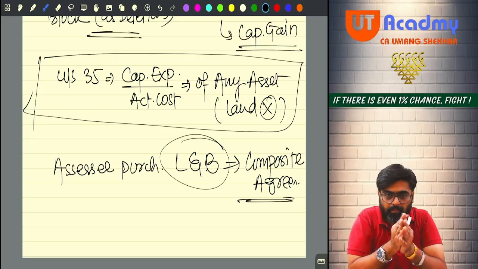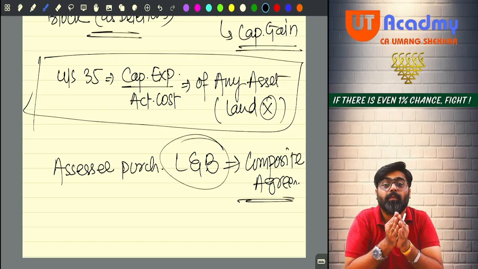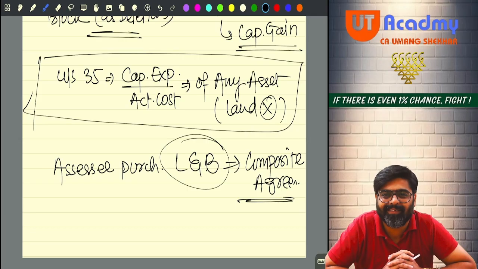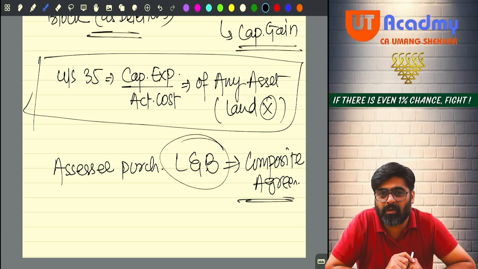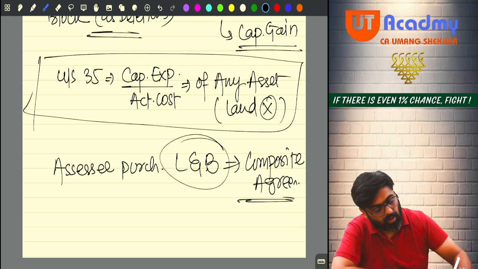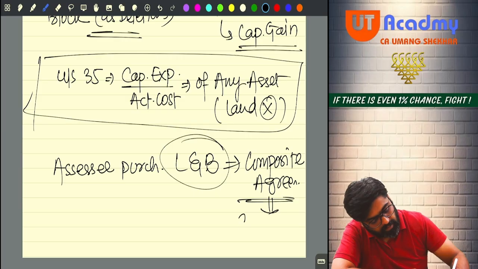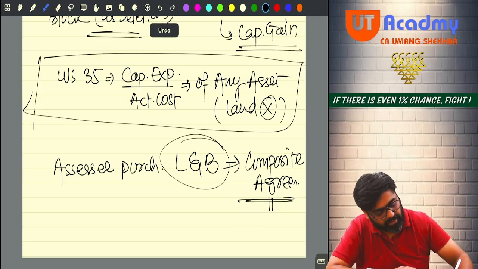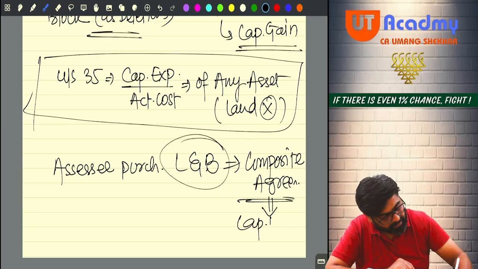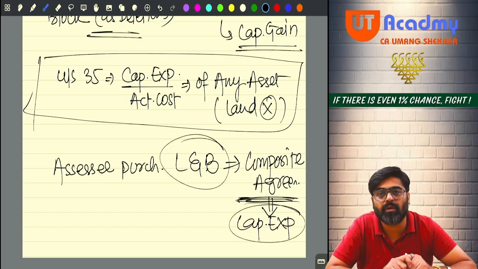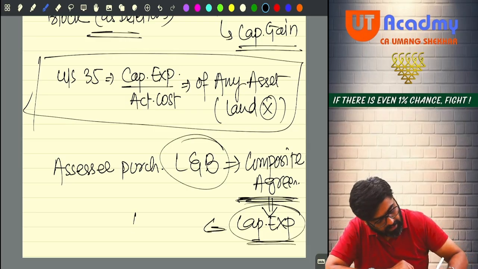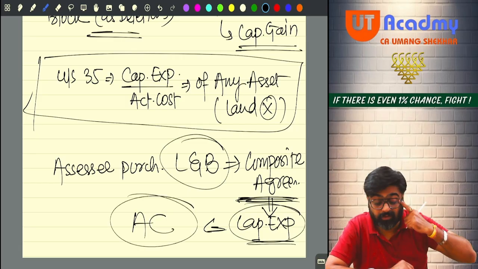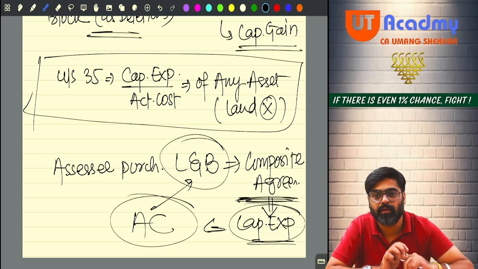Land, building, both purchased together as a single asset under a composite agreement. Possible or not possible? Come on, tell me. Now, will you make the payment? Capital expenditure will be incurred. Now the capital expenditure which will be incurred against this composite purchase agreement, yes or no? That capital expenditure is nothing but actual cost only. But this is the actual cost of land as well as building.